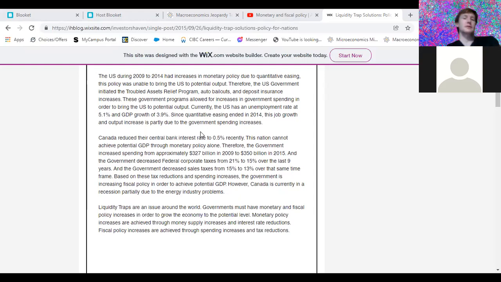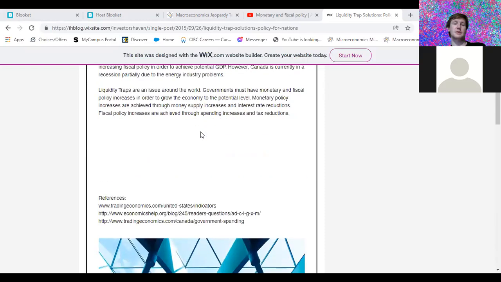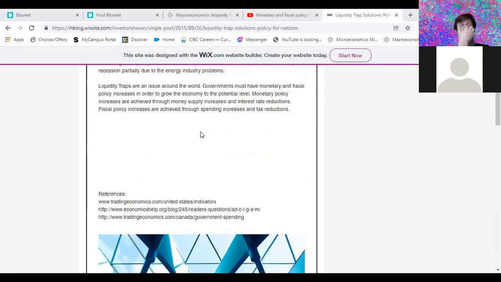And then this happened in Canada too, because during that period, the Canadian government reduced the interest rate. However, that didn't work that much. They had to increase spending and reduce taxes. So liquidity traps can be a problem because if you increase the money supply, it's not going to help the economy.